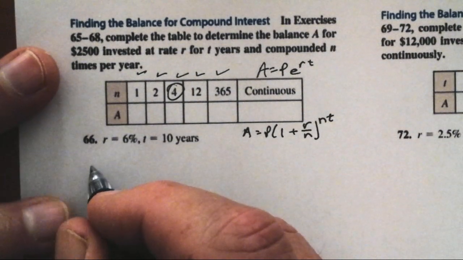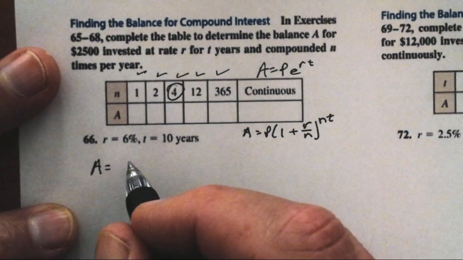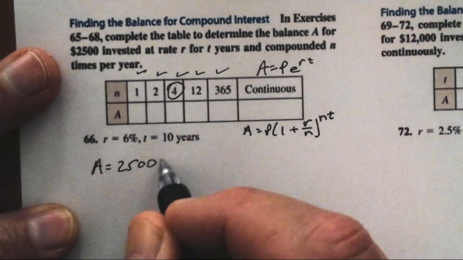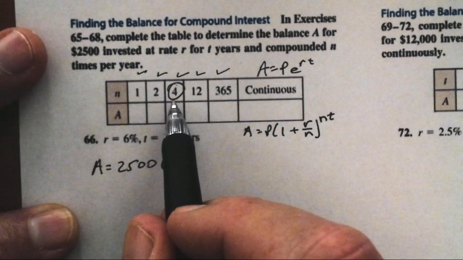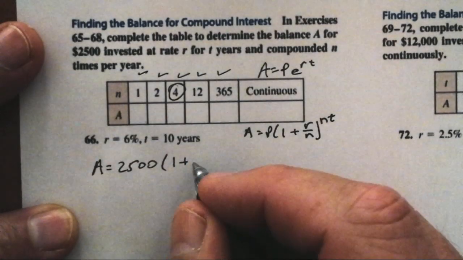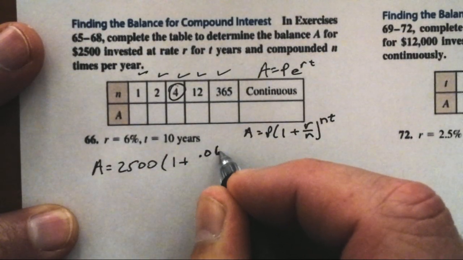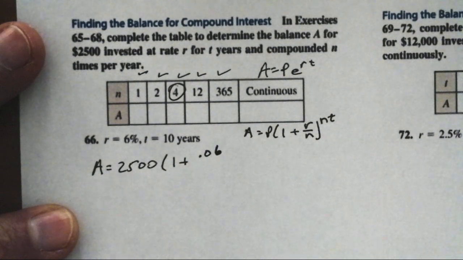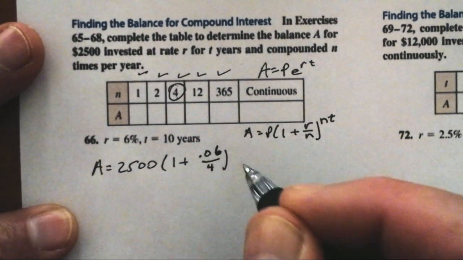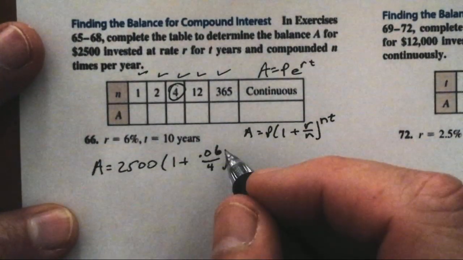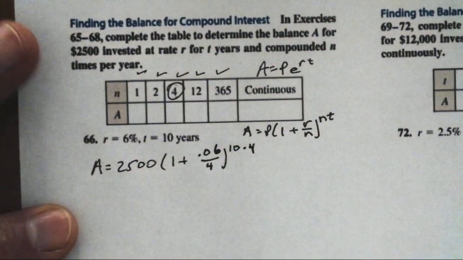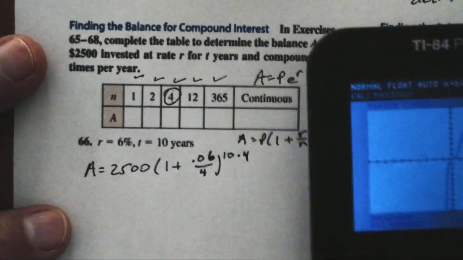So for 4, we would have our amount equals our principal, which is $2,500, times 1 plus our rate, which is going to be 6%. That's 0.06. But here's the deal. We don't get all of that 6% 4 times a year. We only get 1/4 of it. But we get it 4 times a year. So how many times do we get it? 10 years times 4 times a year. And then that is most clearly a calculator problem.